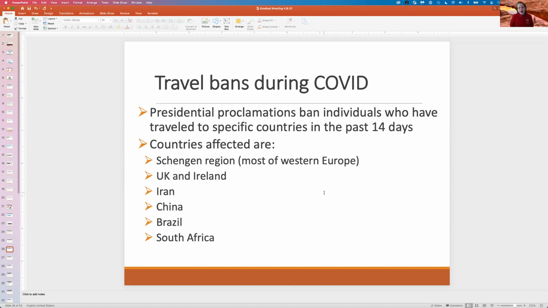But in terms of the travel bans, there are some presidential proclamations that were instated by the Trump administration that are still in effect from the Biden administration. And then South Africa was added to the list by the Biden administration.